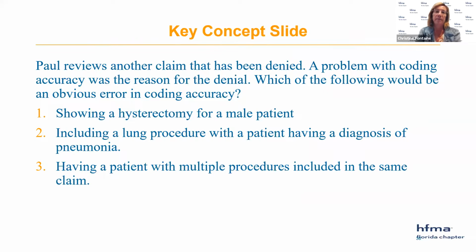Key concept slide. Paul reviews another claim that has been denied. A problem with coding accuracy was the reason for the denial. Which of the following would be an obvious error in coding accuracy? Showing a hysterectomy for a male patient, including a lung procedure with a patient having a diagnosis of pneumonia, and having a patient with multiple procedures included in the same claim.